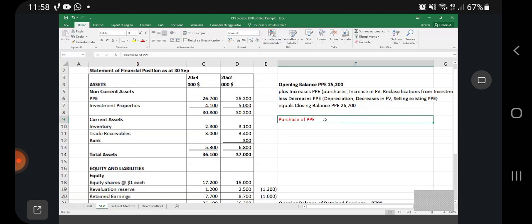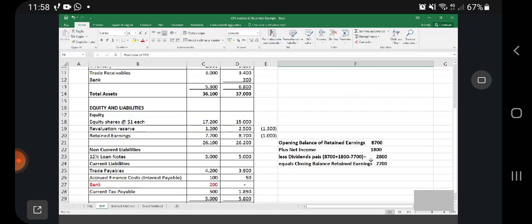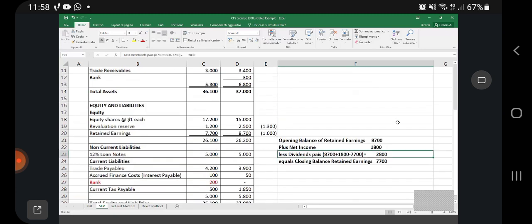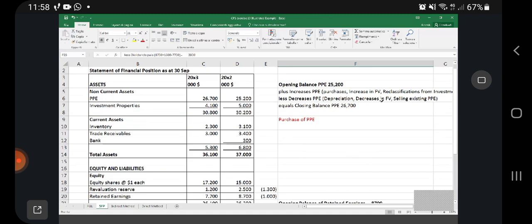We did some pre-calculations together. For example, we calculated the dividends. That's good. Now we calculate the purchases of PPE, and these are all figures and amounts that I need to insert in the cash flow statement when I prepare that, okay? Any questions so far?